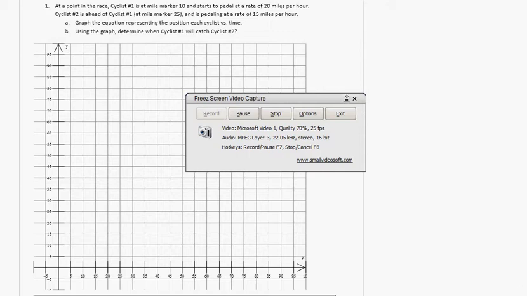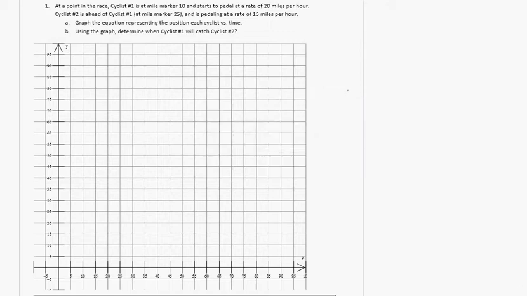Hello and welcome to Unit 8 Opener number 1.5, where we're going to be solving a word problem which is going to lead to a system of equations, and we're going to solve that by graphing. Alright, so we have cyclist number 1 at mile marker 10 who starts to pedal at a rate of 20 miles an hour. And cyclist number 2 is ahead of cyclist 1 at mile marker number 25, and is pedaling at a rate of 15 miles an hour.